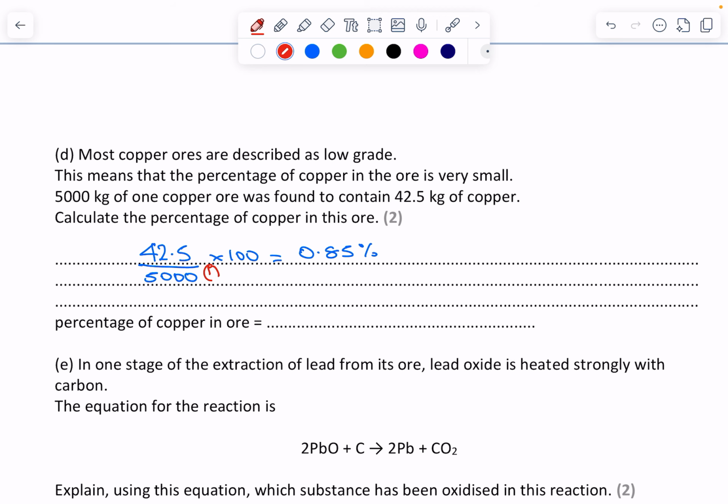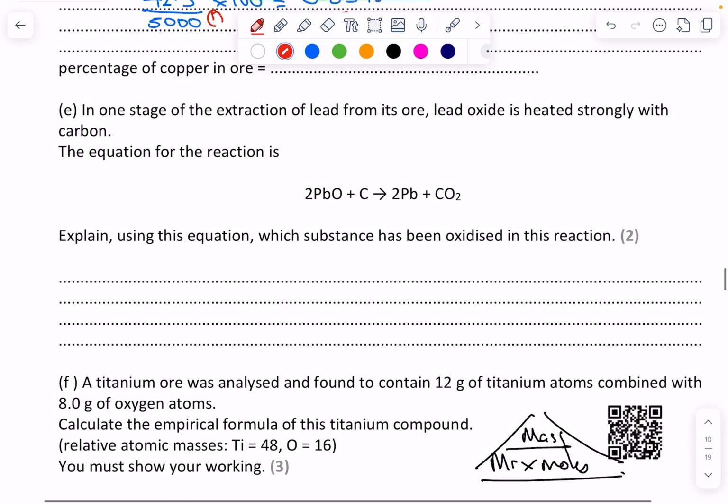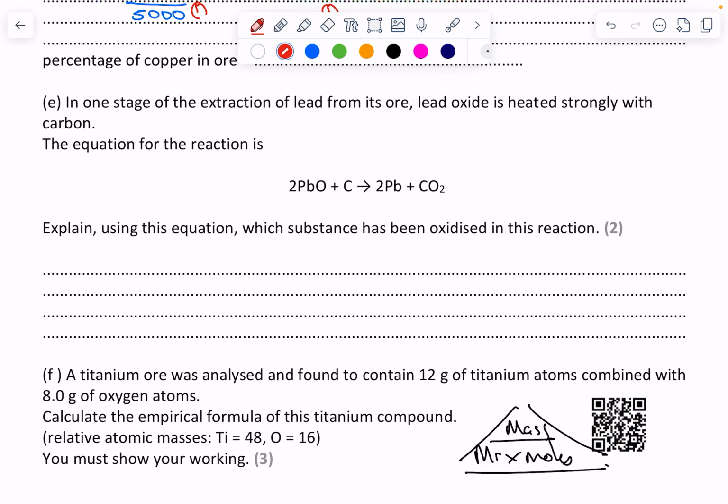Marks wise, there are 2 marks available. So 1 mark if you got this bit right, and then a mark for your final answer. So extraction of lead. Lead oxide is heated with carbon, and there's the equation. Use this to show what has been oxidized in this reaction. So if something's been oxidized, let's just remind ourselves what this means. This means we are gaining oxygen. So if we look at the equation, you can see here that carbon doesn't have oxygen, but now carbon has oxygen.